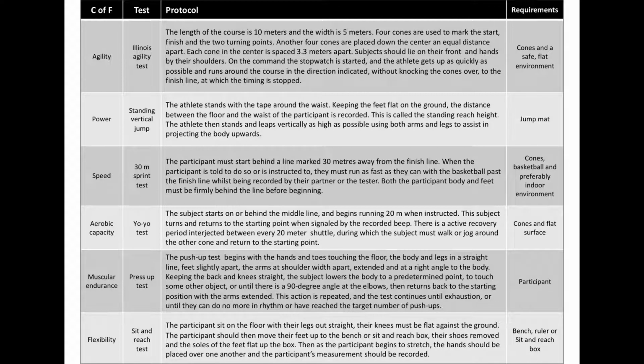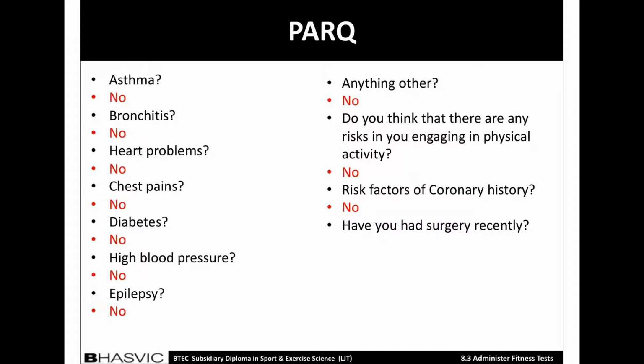The sixth and final component of fitness is flexibility. I chose the sit and reach test to test this. The protocol for this is that the participant sits on the floor with their legs straight out. Their knees must be flat against the ground. The participant should then move their feet up to the bench or sit and reach box, their shoes removed and the soles of their feet flat upon the box. Then, as the participant begins to stretch, the hands should be placed over one another and the participant's measurement should be recorded.